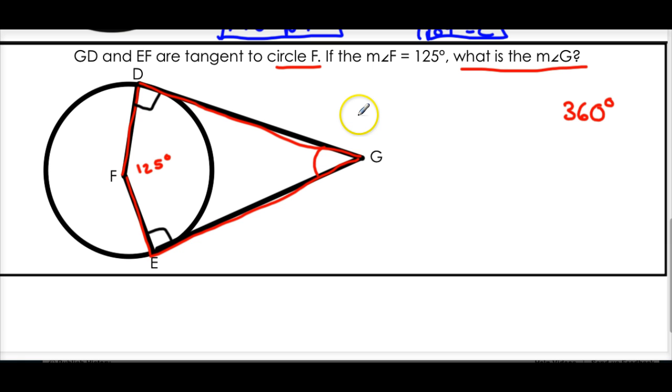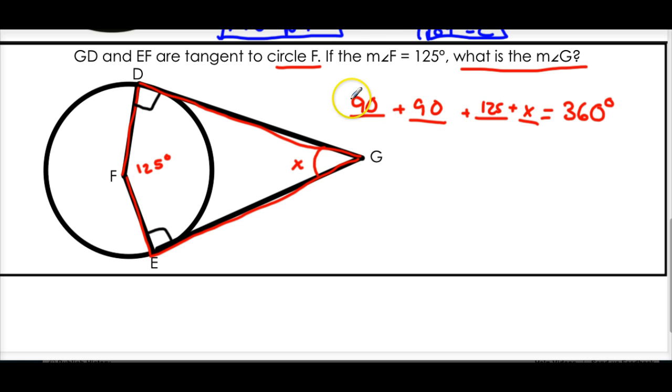If you forgot that, you could always use the sum of a polygon formula, which is n minus 2 times 180. That's another way to do it. And we're missing this angle x. So we know that these four angles should add up to equal 360. So we just set up our equation now. These four angles equal 360. We know two of the angles are 90, plus 125, plus x is equal to 360.